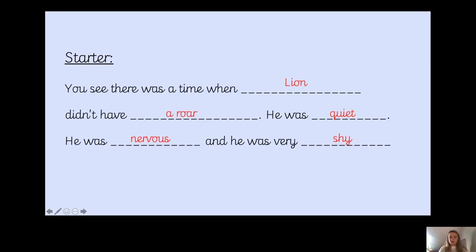So what I would like you to do is pause the video and have a think. How many conjunctions can you remember from class? Okay, we've learned lots of different conjunctions and I would like you to see how many you can remember. So pause the video now and have a good think. Okay, so how many have you remembered? Have you remembered all of them that we've learnt before? Well, let's have a look.